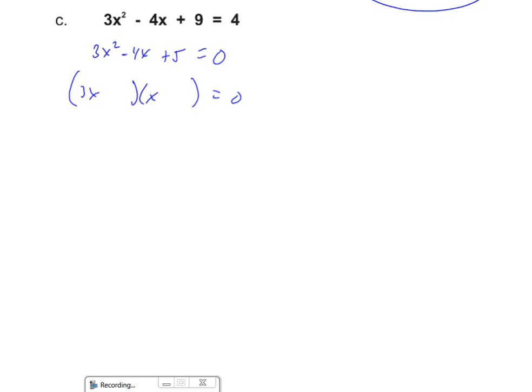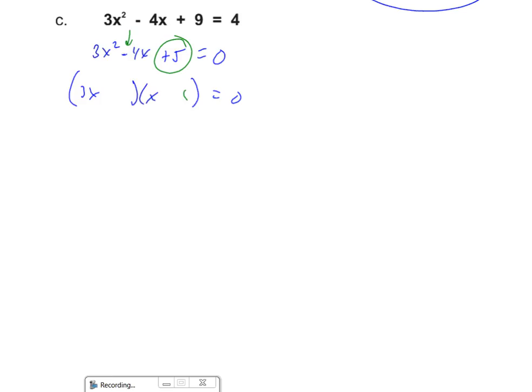Okay, be careful on the back terms. You can only use a negative times a negative. Agreed? And the reason is it's a plus 5. And if you use positive times a positive, you'll never get a negative 4 in the middle. So we know it's got to be negative times a negative. And there's only one choice, negative 1, negative 5.